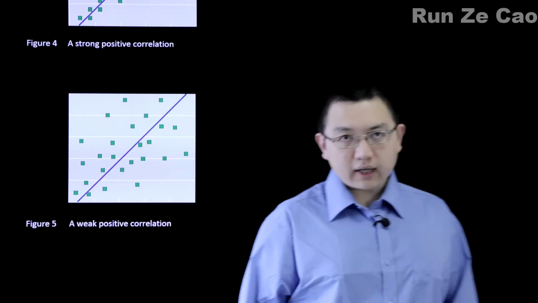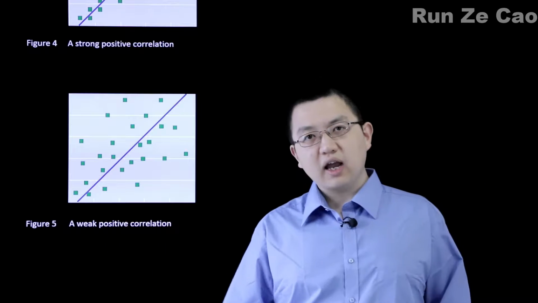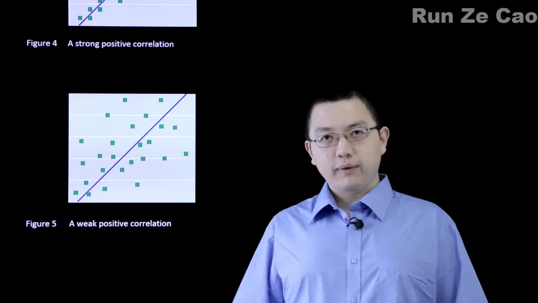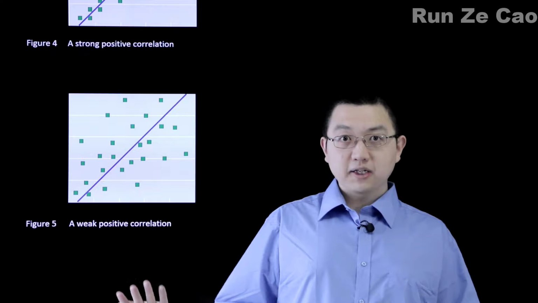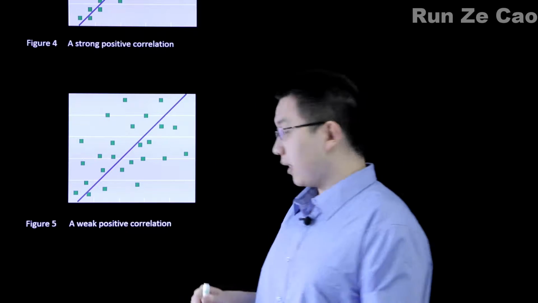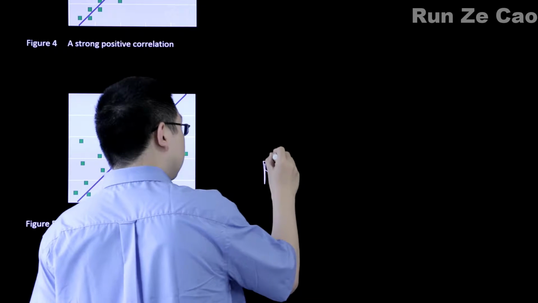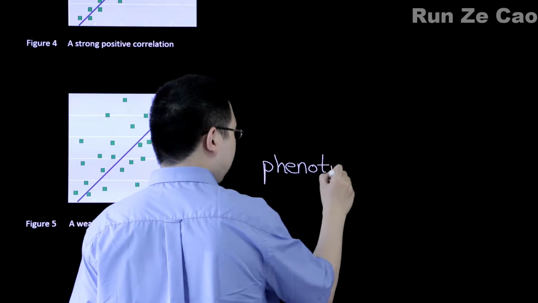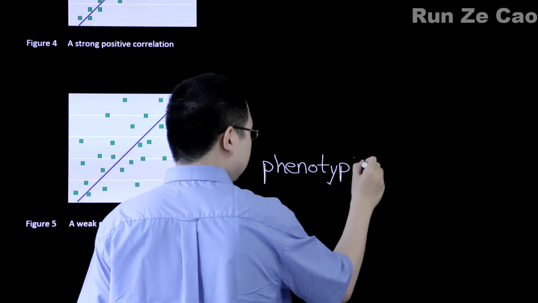So the strength of correlations is generally fairly indicative of how much the independent variable affects the dependent variable versus how much, say, outside factors affect it. For example, in biology there is a concept called phenotypic plasticity, often just abbreviated as plasticity.